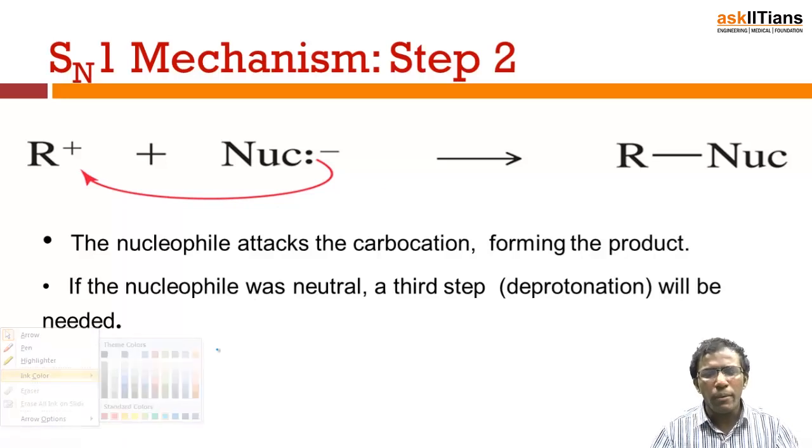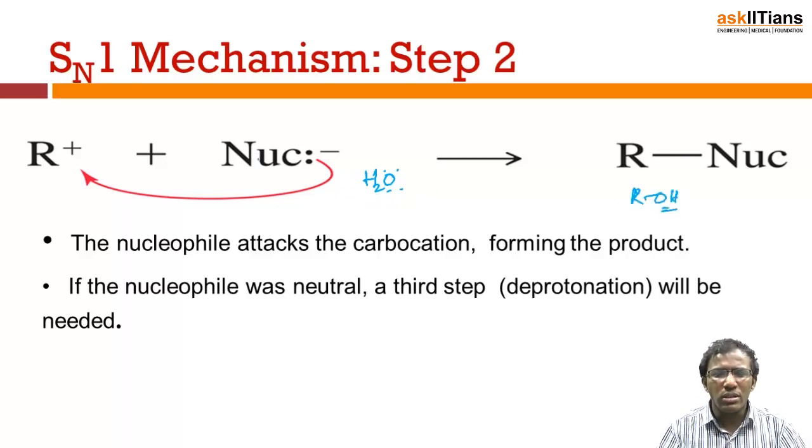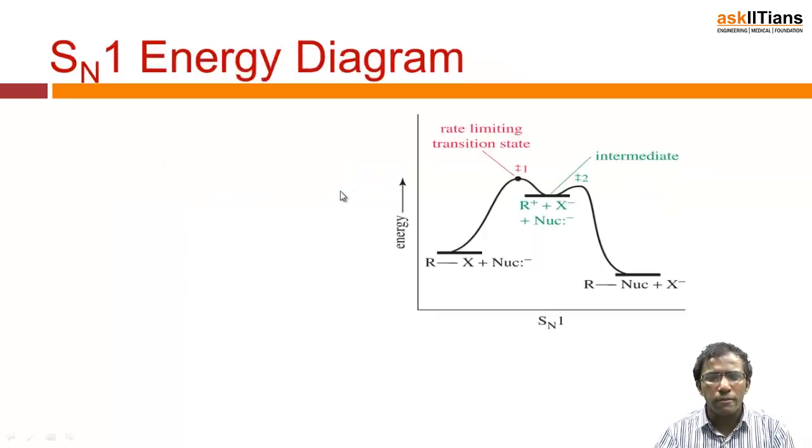If you take a neutral nucleophile, like water, then this oxygen gives a lone pair of electrons and attacks. The next step is the deprotonation step, where one of the H's is removed, the proton goes out, and you get only ROH as the product. So if it is a charged nucleophile, an anion, then the third step is not required, but if it is a neutral nucleophile, then the third step will also be there.